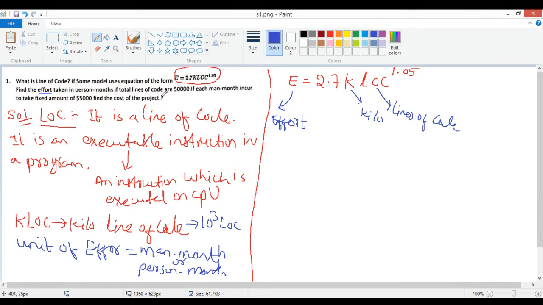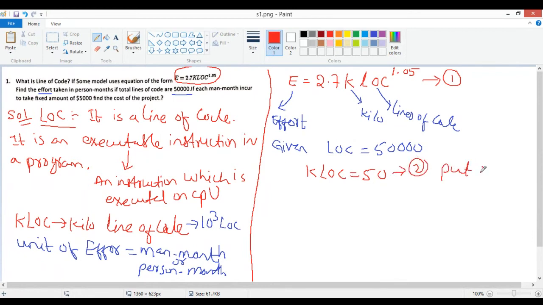So he has given that the total lines of code are 50,000. LOC, lines of code, are 50,000. Now I will convert it into KLOC, which is 50. Suppose I take this as equation 1. Let us put this value in equation 2. Put 2 in 1. So I get effort E is equal to 2.7 times the value of KLOC, 50, to the power of 1.05.